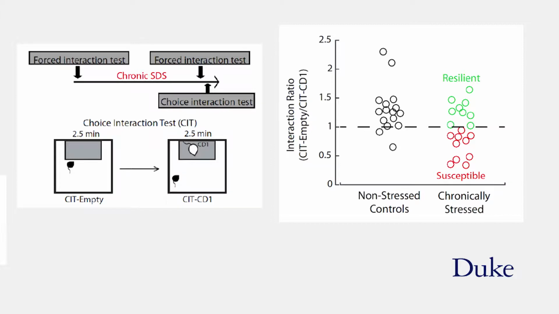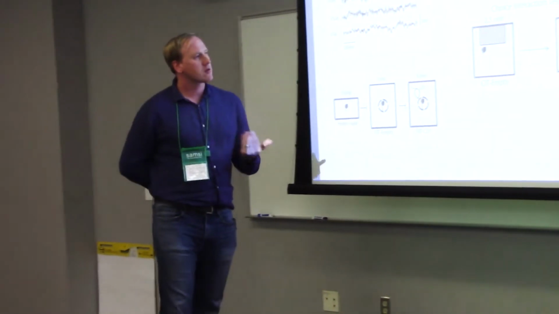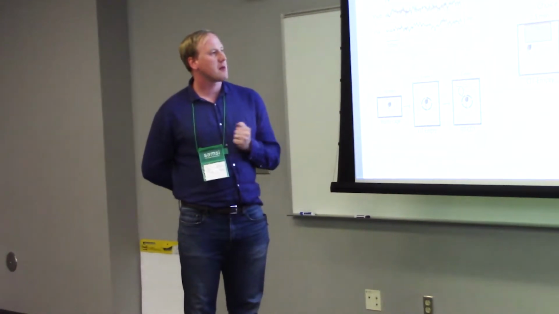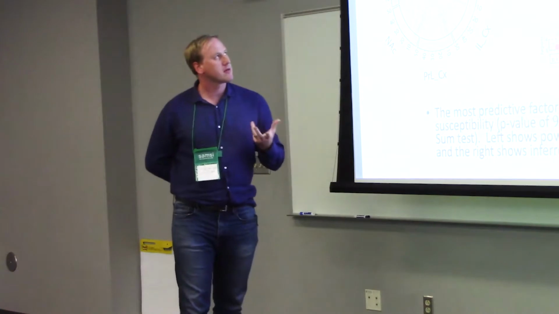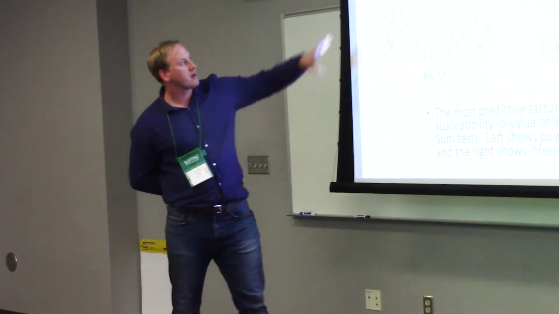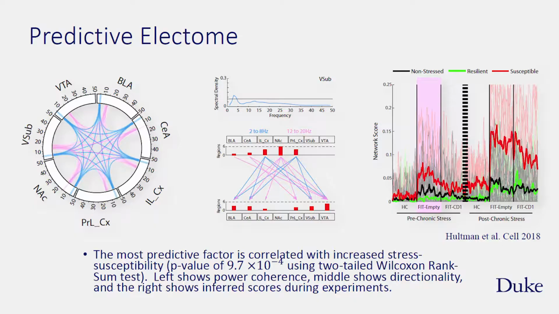And then the chronically stressed mice, some of the mice are resilient and some of them are susceptible, or they really have moved into a non-social paradigm. And so there's the question, if we have actually used this type of technique, does this actually hold up? And so the answer is yes. In fact, if we take an electome, this is an electome learned from the data. This is one of the 20 we have.